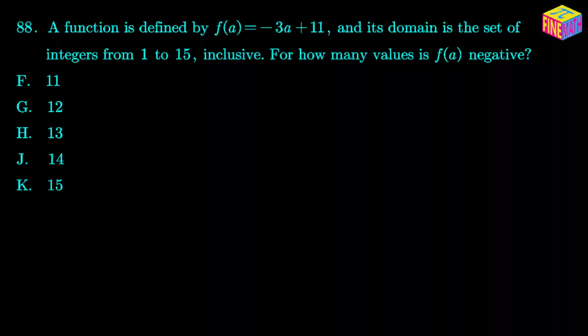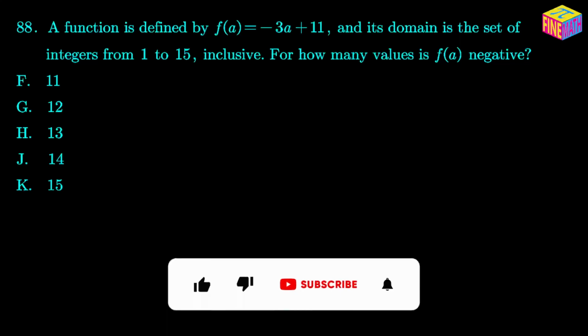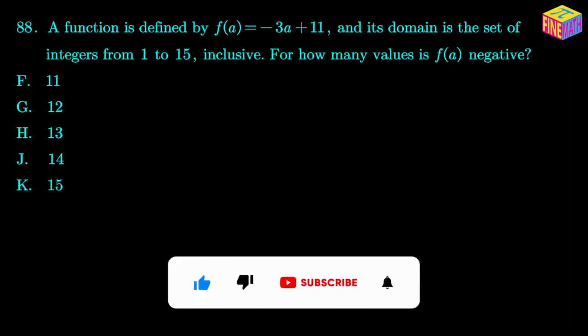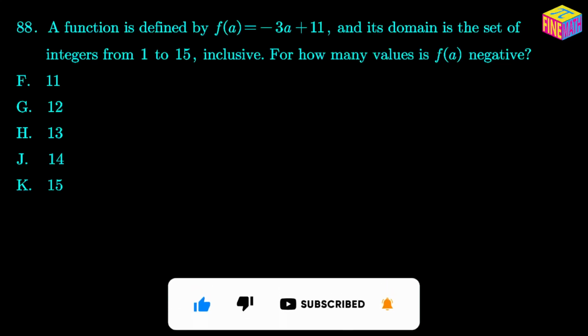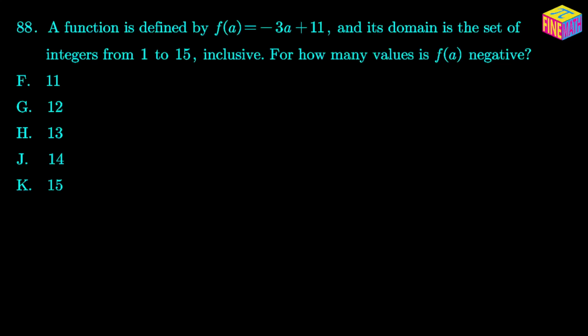So let's get started. Here the question says a function is defined by f of a equals negative 3 times a plus 11, and its domain is the set of integers from 1 to 15 inclusive. That means both 1 and 15 are inclusive. For how many values is f of a negative? That means for how many values of a, f of a will be negative, right?